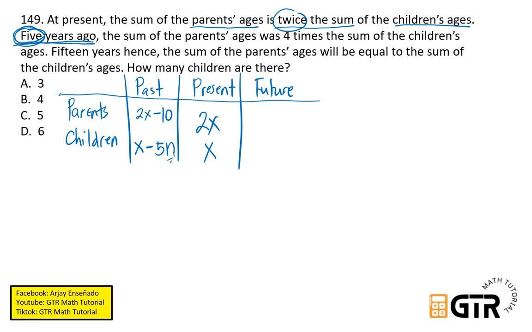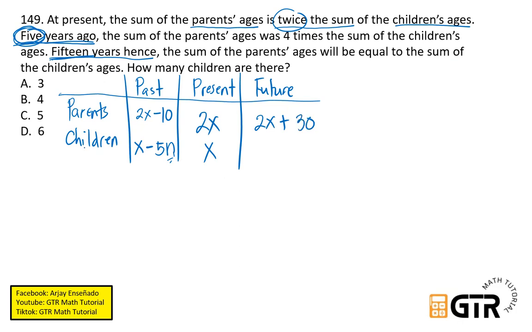Sa future, 15 years hence. Ayan, 15 years hence. So ito yung sa future. So the sum of the parents' ages will be equal to the sum of the children's ages. So doon natin bubuuin yung equation natin, pero sa future natin sabi 15 years hence. So mag-add tayo ng 15 kay mother and father. So from 2x magiging siyang 2x plus dalawang 15. Dalawang 15, so that will be 30.